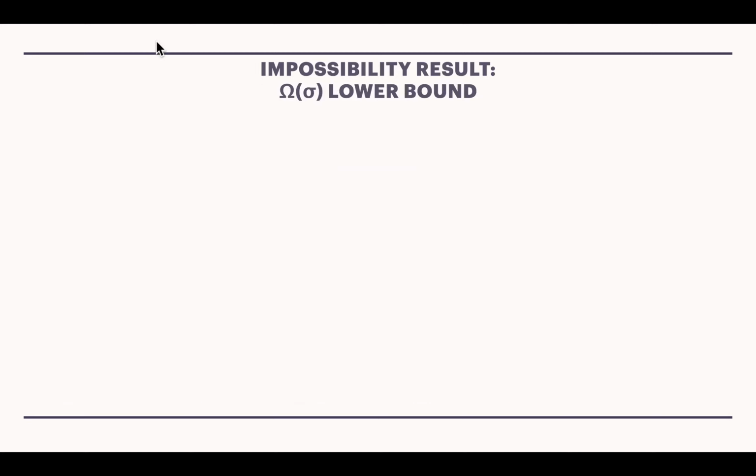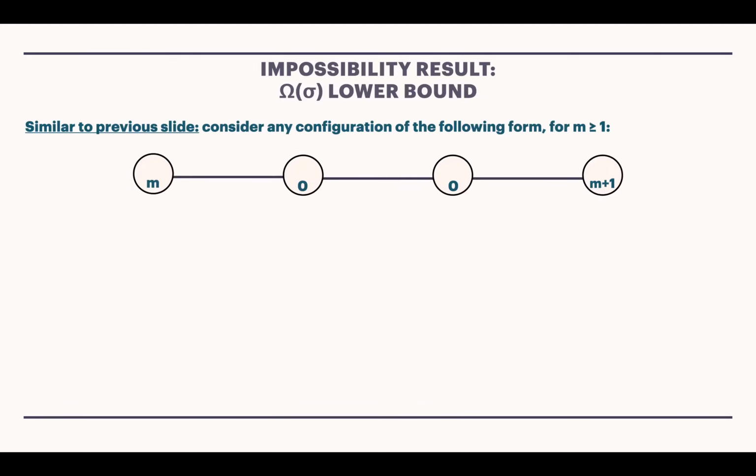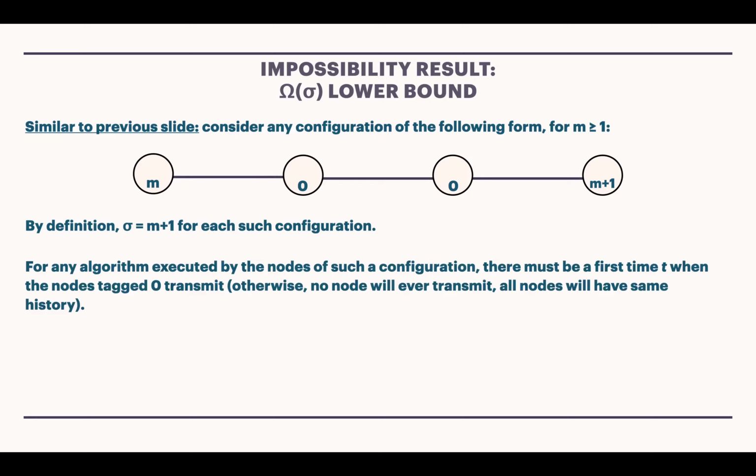Next up, I'll talk about the big omega of sigma lower bound on leader election. We're going to consider the same configurations as on the previous slide. So let's think about this path configuration like this for any positive m. By definition of span, sigma is equal to m plus 1, because m plus 1 is the largest tag.